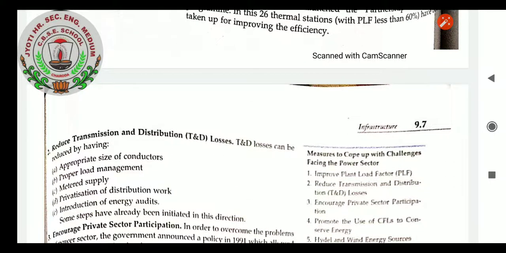Reduce transmission and distribution losses. T and D losses can be reduced by having appropriate size of conductors, proper load management, metered supply, privatization of distribution work, and introduction of energy audits. Some steps have already been initiated in this direction. For example, you can see in your own houses the meter reading supply system has been changed. It is a different method, by which people cannot steal electricity as they did earlier, not making payments, because of which electricity was utilized but the cost was not recovered.